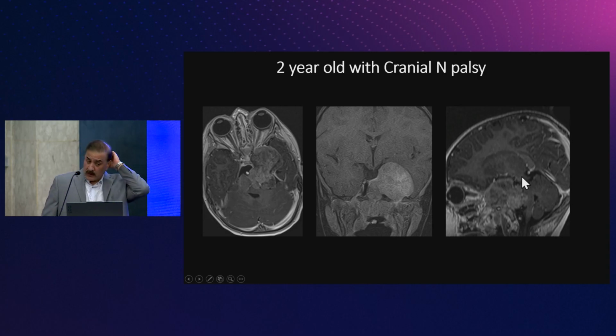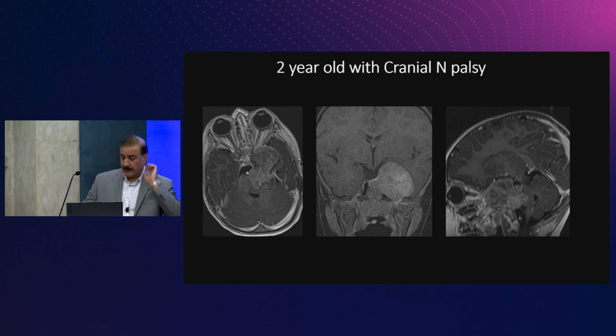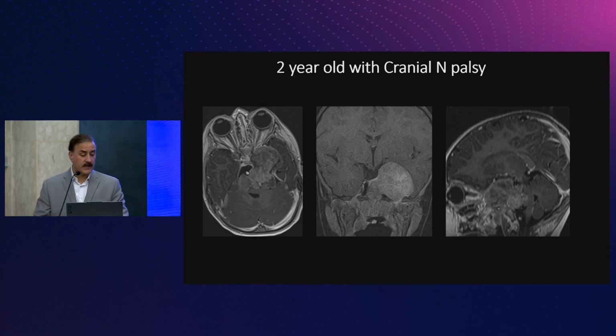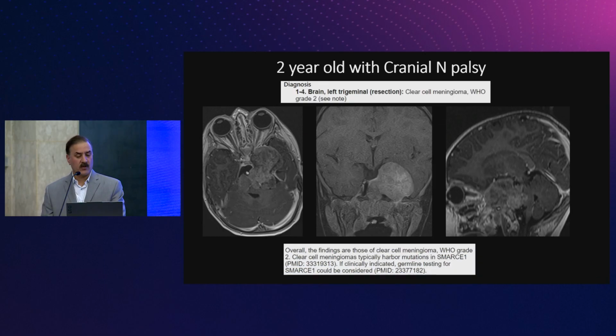This was a very unusual case: a 2-year-old with cranial nerve palsy. When we image this, this is what we see. In a 2-year-old you don't think about meningiomas, so we were thinking maybe this kid has some sarcoma. Can this be just a schwannoma of the fifth nerve that is coming out of there? But when they went in, to our surprise, this was just a plain and simple clear cell meningioma, even WHO grade 2.